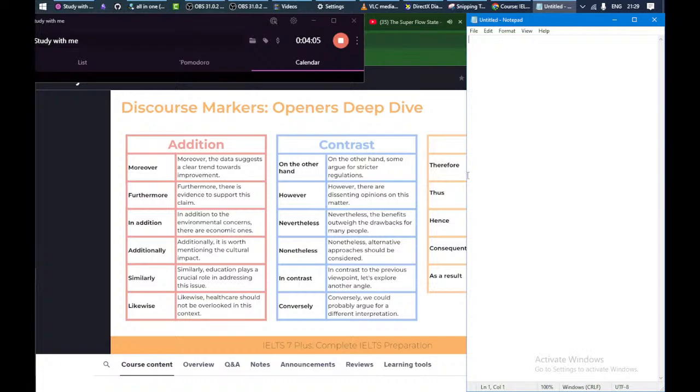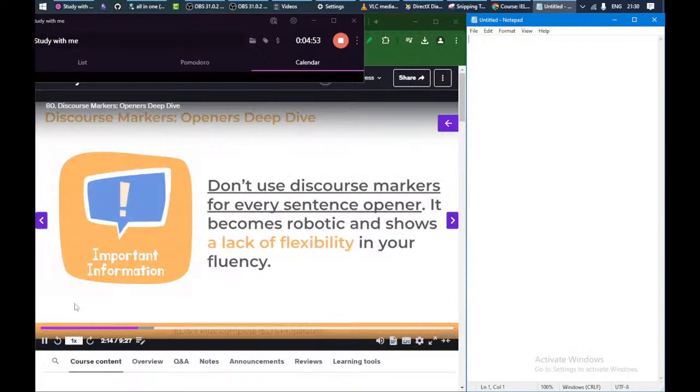So yeah, I would definitely suggest bookmarking now, and then you can read through and return back to these tables when you need. Now there's something I want to say before I show you examples of use. So in this lesson I'm going to show you how I use some of these discourse markers against task 2 questions, just to give you a bit of a deeper understanding. But before I do that, I just want to say this: don't overuse discourse markers in every sentence opener.